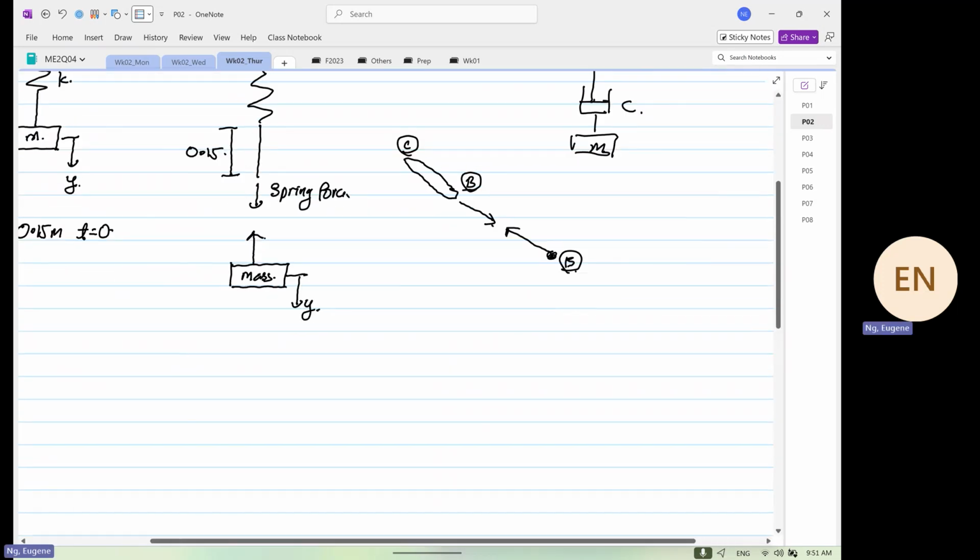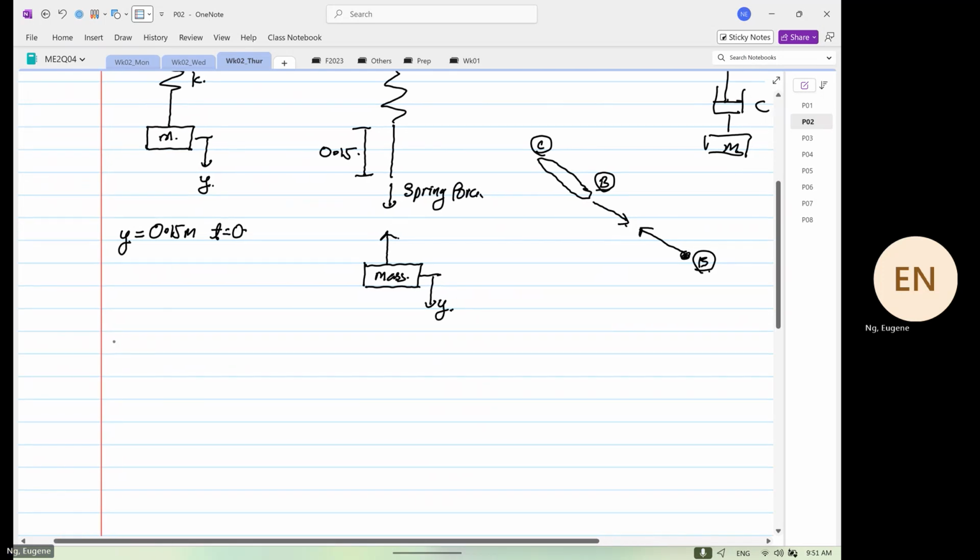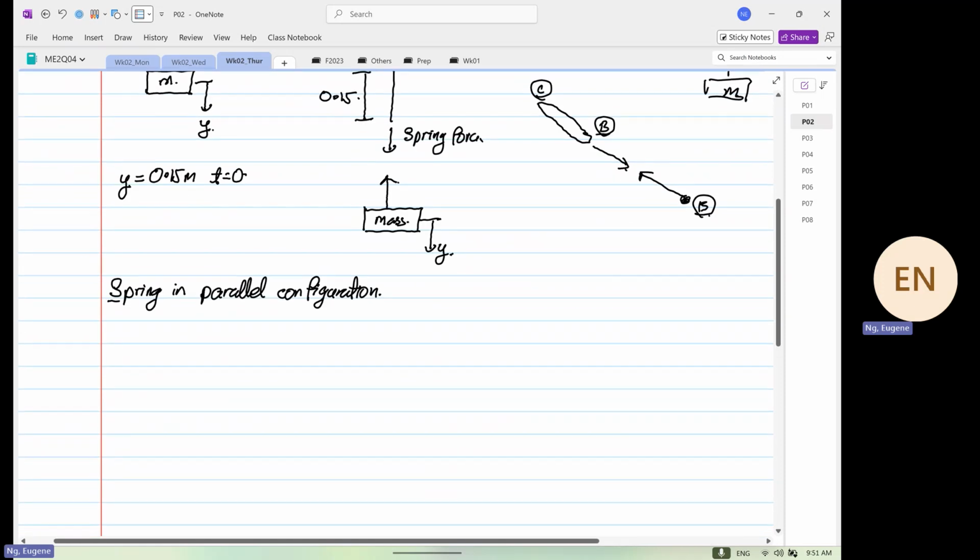Let's look at a spring in parallel configuration. Okay. So when we declare a spring in a parallel configuration, what it means is this. So this is our system. You have one spring here, and you have another spring here. So we call this springs in a parallel system. So this is K1, this is K2, and this is supporting our mass M.